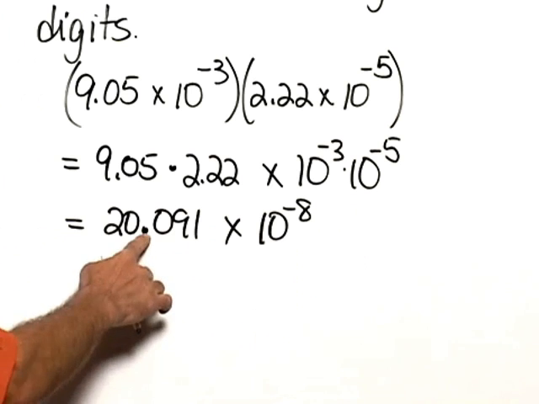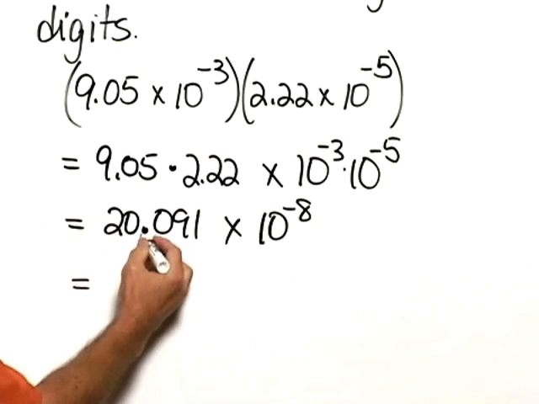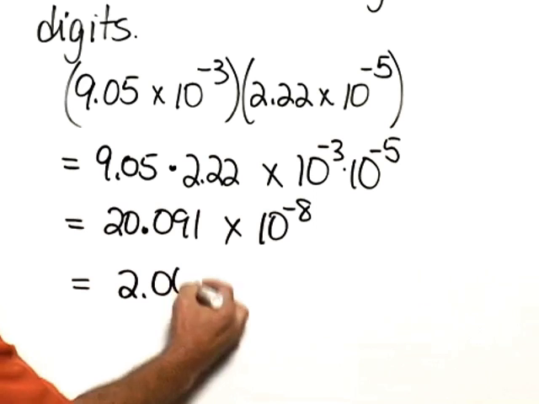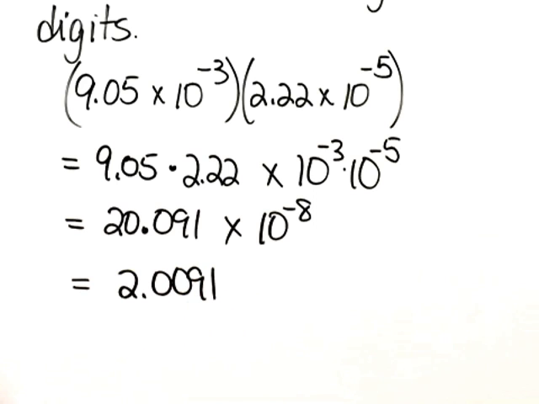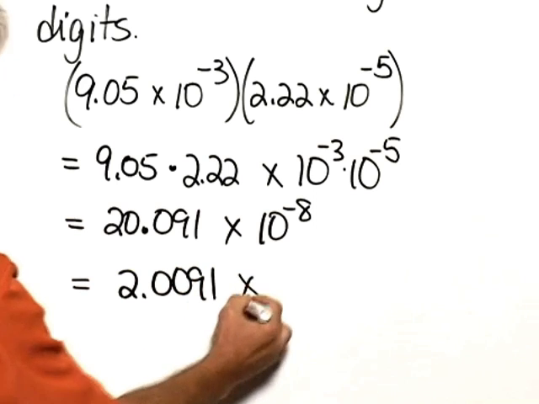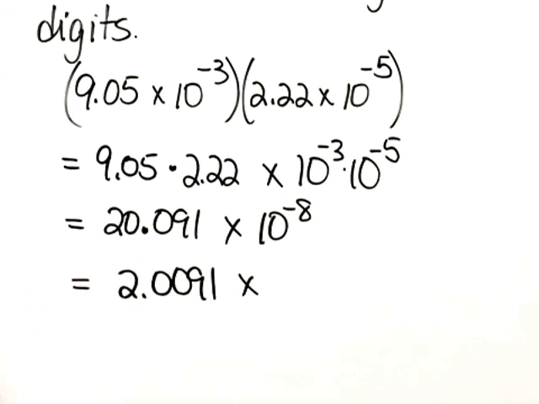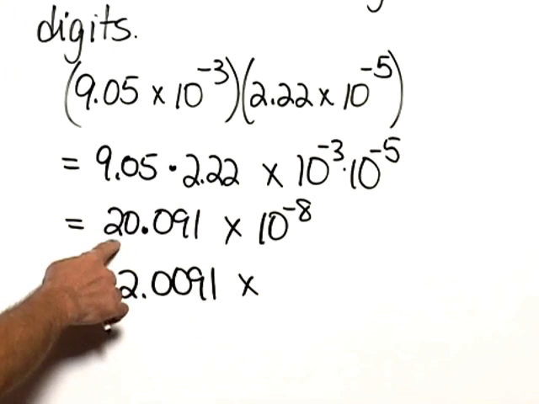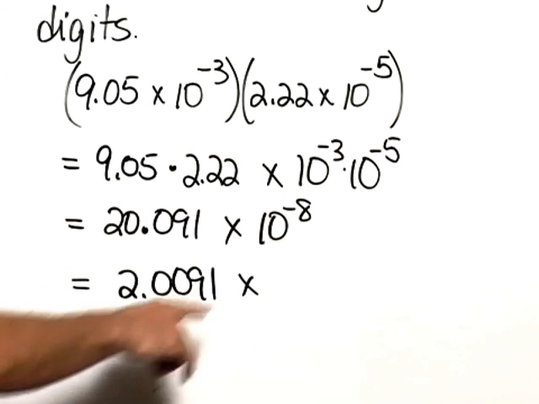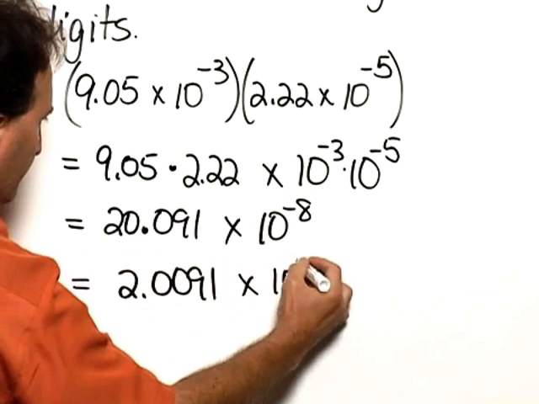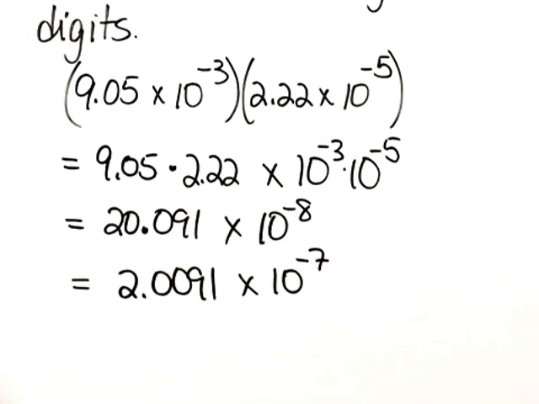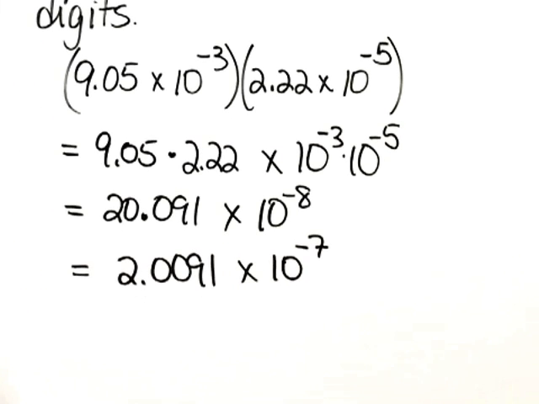To write this in scientific notation, we need to move the decimal point over so that we have 2.0091. Since we've moved the decimal place to the left, which decreases this number, we have to increase the power of 10 by 1, and so it becomes 10 to the negative 7.